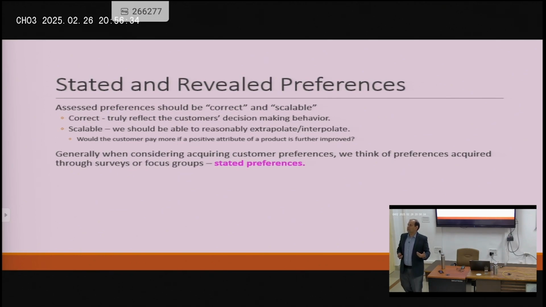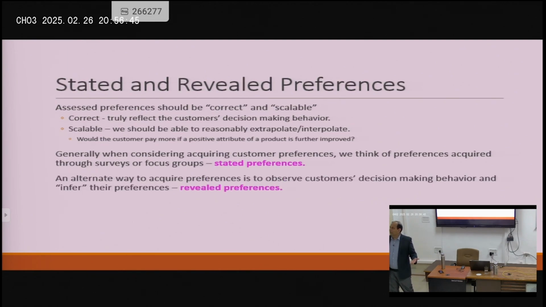preferences. Before I get to stated and revealed preferences, so stated preferences are through surveys and focus groups, what people state. I said that I want it. And then an alternate way to acquire preferences would be to observe customers' decision-making behavior and infer their preferences. Okay, so during my PhD research, I did quite a bit of work with environmentally benign products, products that would be good for the environment. If you ask people, hey, will you pay more for a product that is biodegradable? Most likely people will say yes.